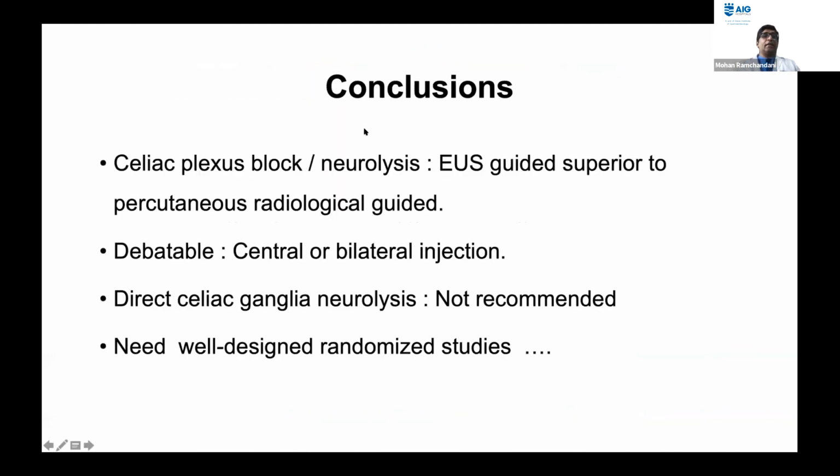So in the end, I think celiac plexus block or neurolysis is superior to percutaneous radiological guidance. Central or bilateral is debatable, but bilateral, if done properly, is better than central. Direct celiac ganglion neurolysis is not recommended. We need well-designed randomized control trials in this subject to have more knowledge about these factors, including brachytherapy and radiofrequency ablation of celiac neurolysis. Thank you very much, Praveer.